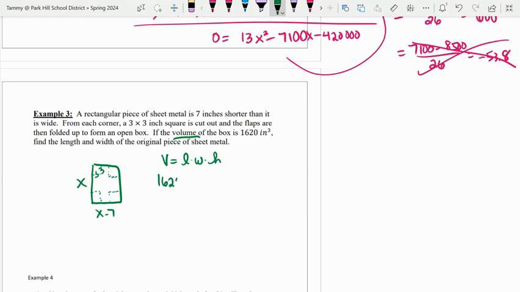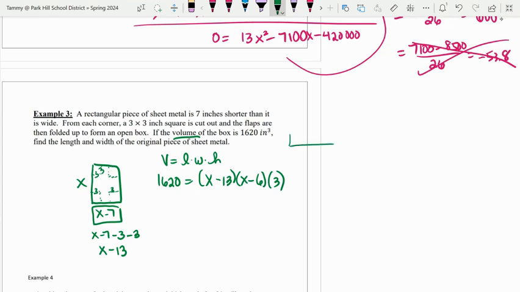So I know it's going to be 1620 equals the length of this. Well, it was x minus 7, but I took out those 3 corners of 3's in there. So it's x minus 7 minus 3 because I have 2 of those 3's that I'm cutting out of each corner. So this is now x minus, what is that, minus 13. So my length now is x minus 13. My width was x, but I got rid of these 2 3's on the end, so it's times x minus 6. And my height, if you can see it, would be that 3 because I'm folding it up 3.